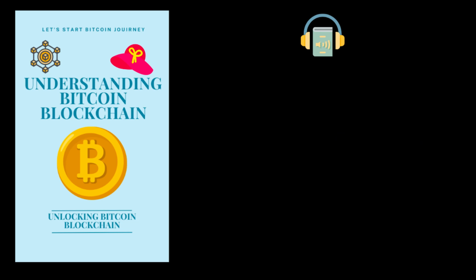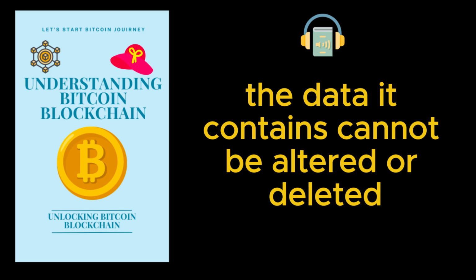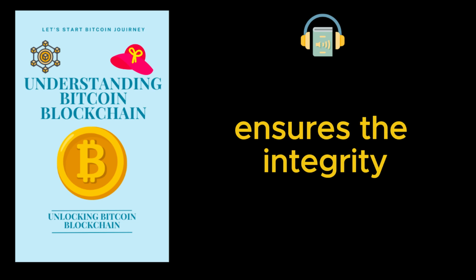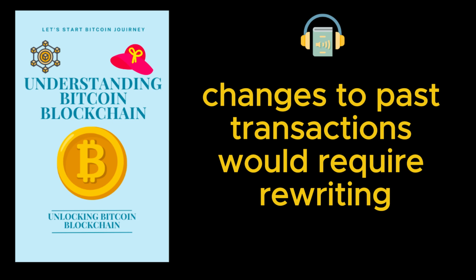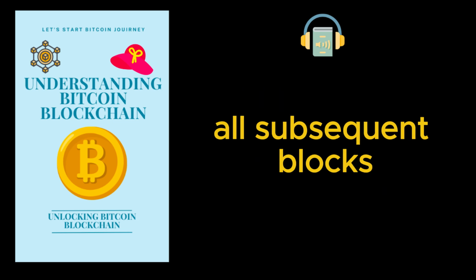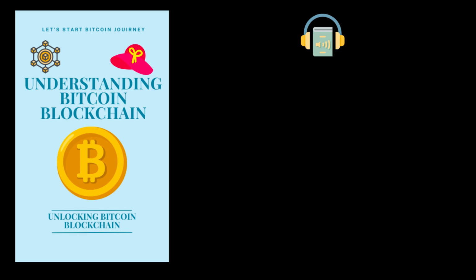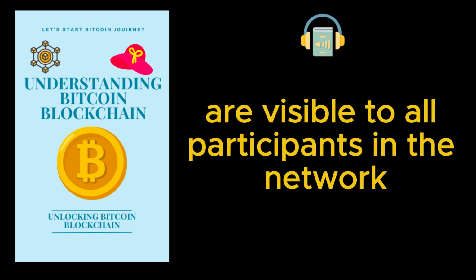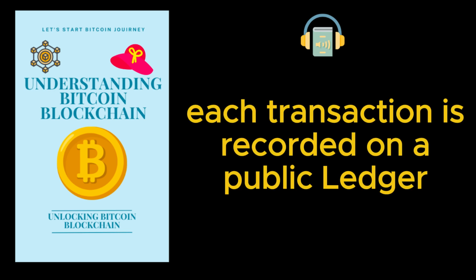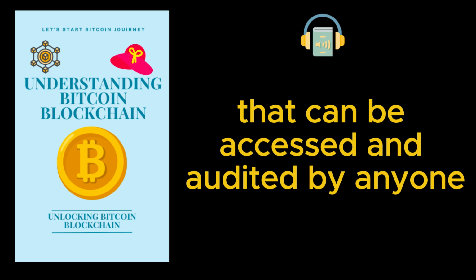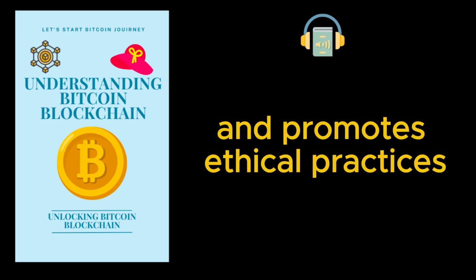2. Immutability. Once a block is added to the blockchain, the data it contains cannot be altered or deleted. The immutability of the blockchain ensures the integrity and permanence of the recorded transactions. Changes to past transactions would require rewriting all subsequent blocks, making it highly impractical and detectable. 3. Transparency. Blockchain transactions are visible to all participants in the network, allowing for transparency and accountability. Each transaction is recorded on a public ledger that can be accessed and audited by anyone. Transparency builds trust in the system and promotes ethical practices.